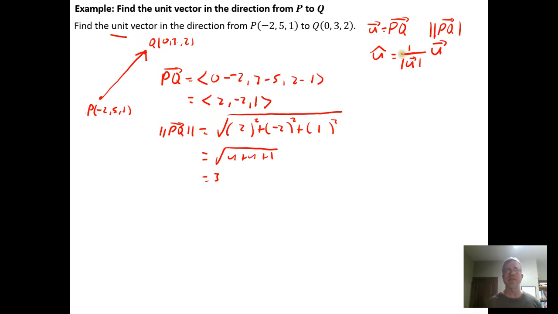So if we're looking for that unit vector from P to Q, looking for that vector U hat, we simply take 1 over the size of our vector, and then we multiply it by the vector itself, (2, -2, 1). I think it's okay to leave it in factored form. Usually if you have answer keys, the answer keys will show it distributed, the scalar distributed into the vector using scalar multiplication, 1/3.